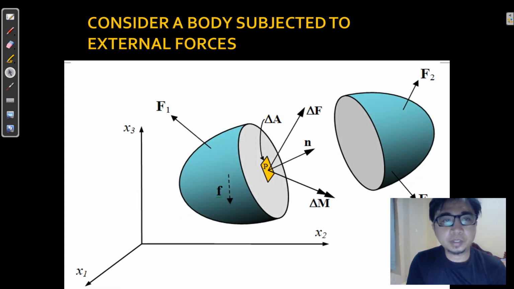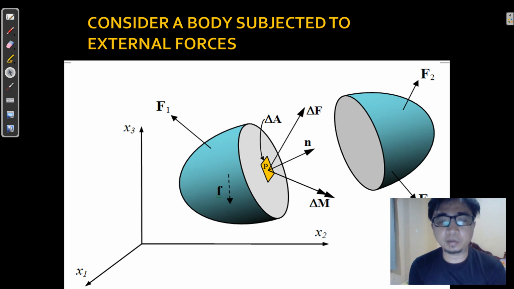Let us consider a body subjected to external forces, say F1, F2, and F3. When we apply the axiom of mechanics, wherein the body is in equilibrium, the body will remain at rest. Otherwise, it will accelerate in the direction of the resultant.